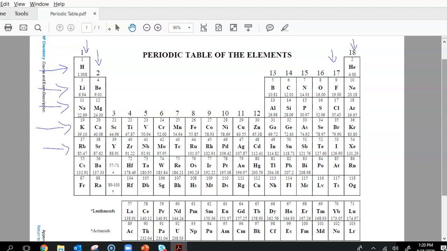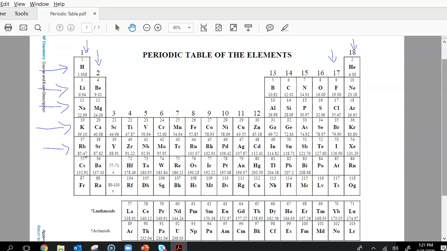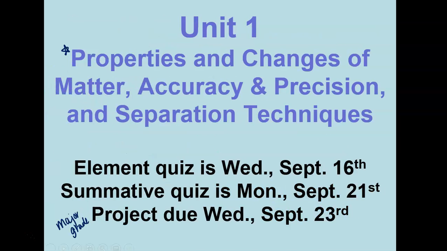at least to 86. Then there are other elements that you can see here, and these are just various metals that are very common and important. So they're kind of spread throughout the periodic table. You can see here, and then of course uranium. So I would locate those on your periodic table and get those memorized. Okay, your first element quiz, like I said, will be on Wednesday the 16th.